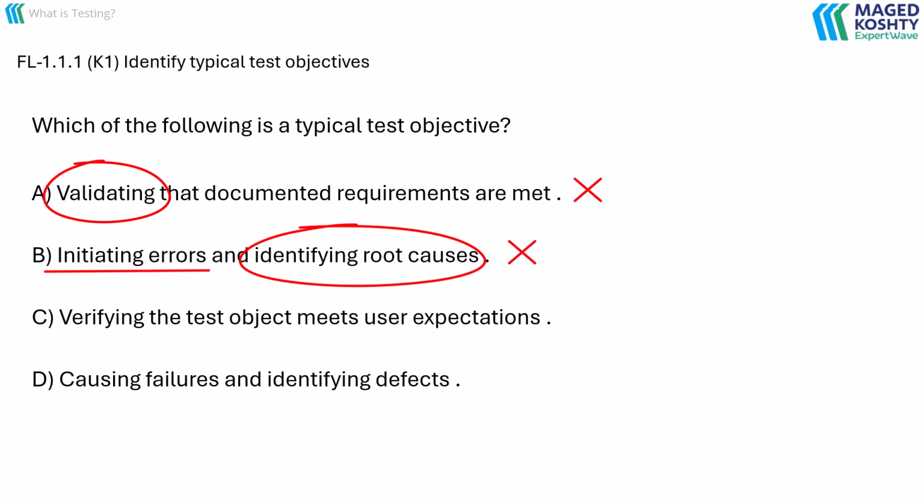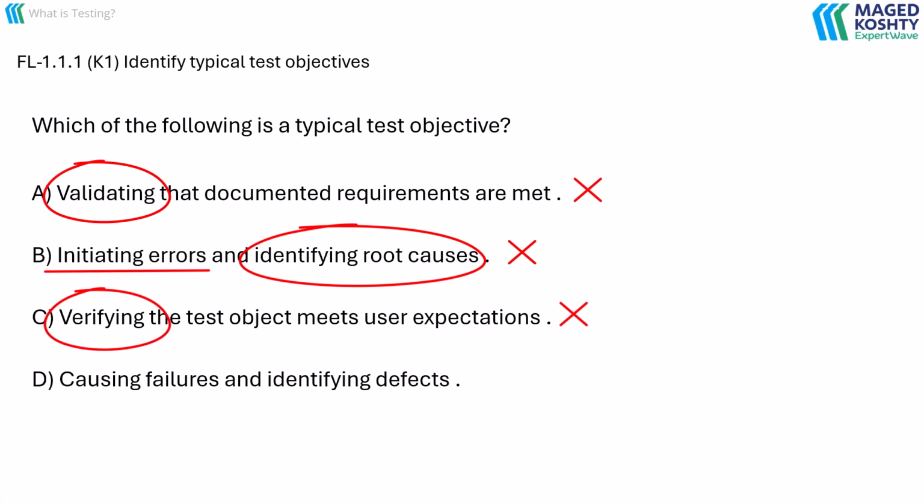Option C, verifying the test object meets user expectations. This is the opposite of the first option, in which we talked about validation versus verification. Here, they are using the word verification when we are talking about user expectations. So the sentence is not correct. If we replace verifying with validating, the sentence would be correct and match one of the testing objectives.